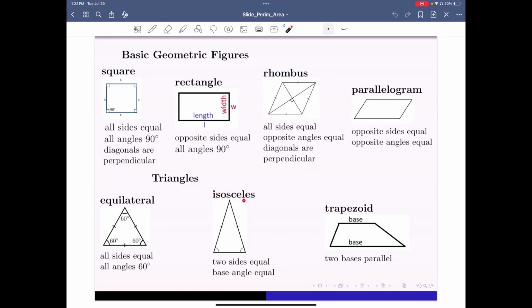Then we have an isosceles triangle. That means two sides are equal, and the angles by the two equal sides are also equal. We call them base angles because this is my base. Then we have a trapezoid. A trapezoid has two parallel bases, and we can have an isosceles trapezoid, where the sides are equal right here, or just a general trapezoid as we have right here.